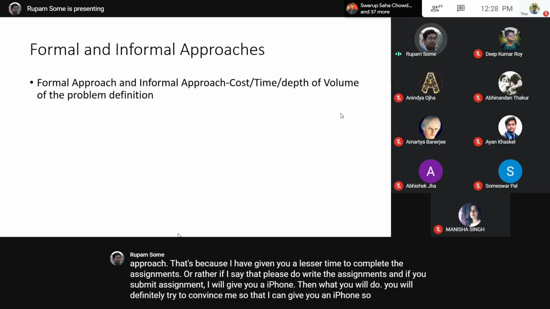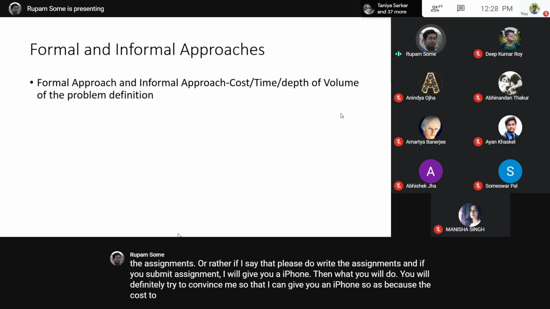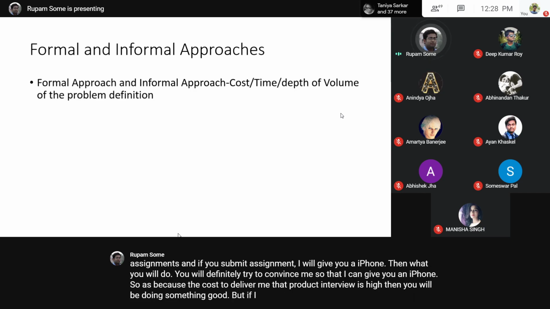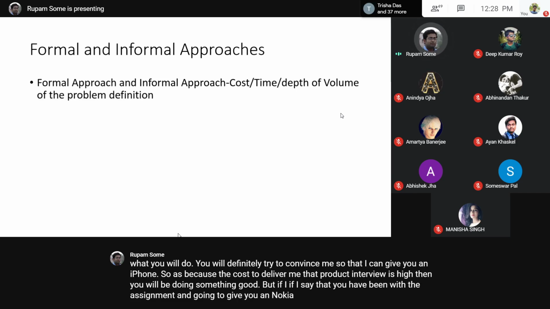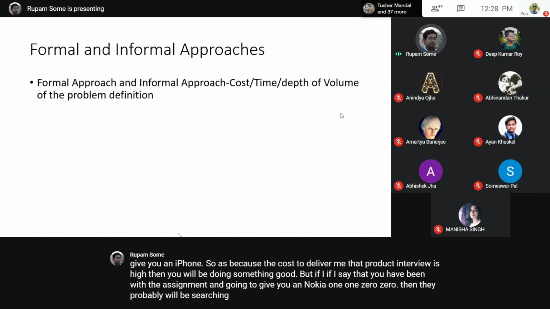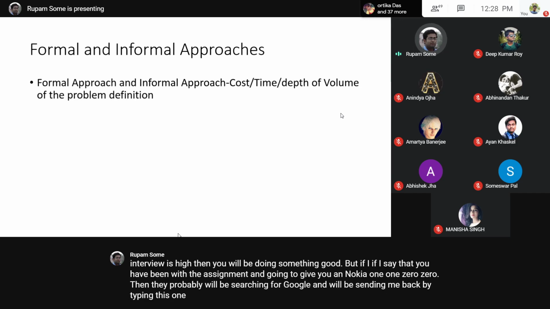As the cost to deliver me that product is high, then you'll be doing something good. But if I say that you submit me the assignment and I'm going to give you a Nokia 1100, then probably you'll be searching on Google and sending it back by pasting it in the body of your email. The same thing happens in industry.